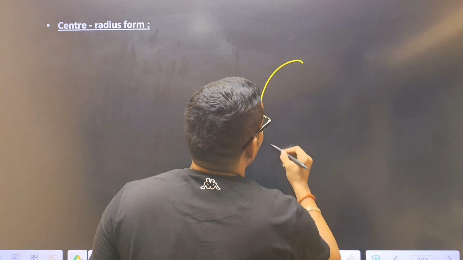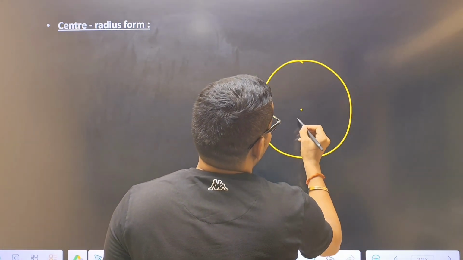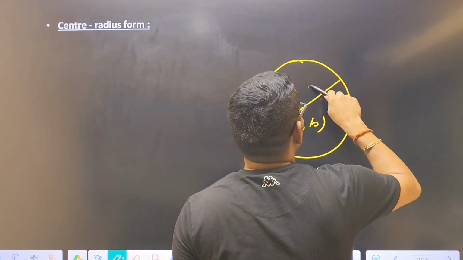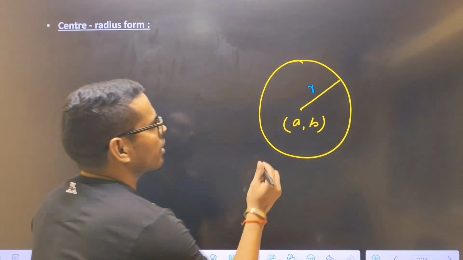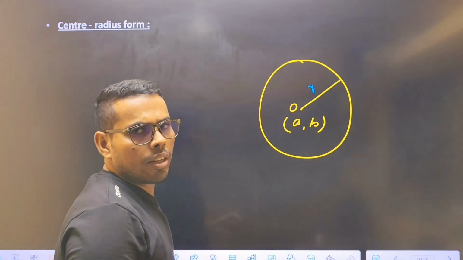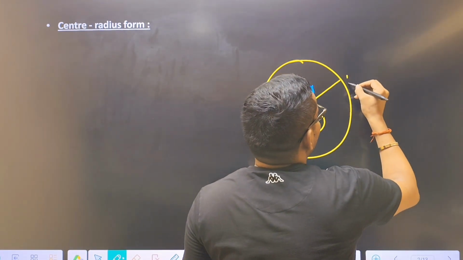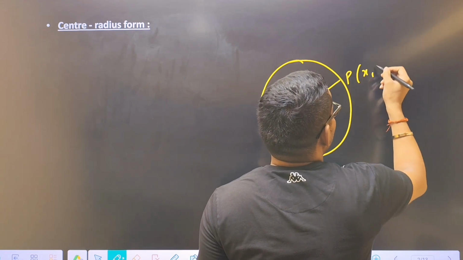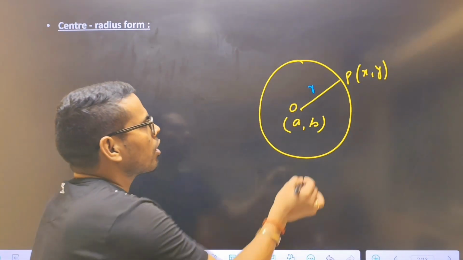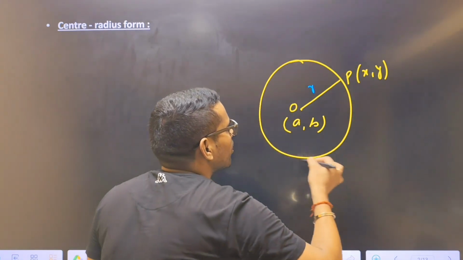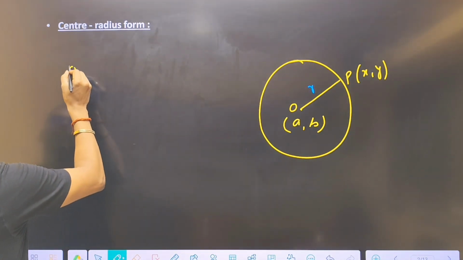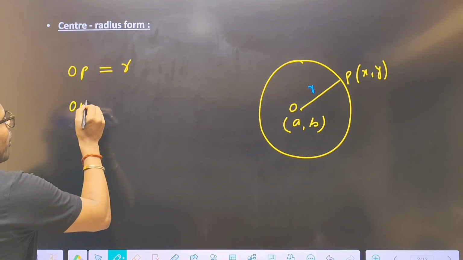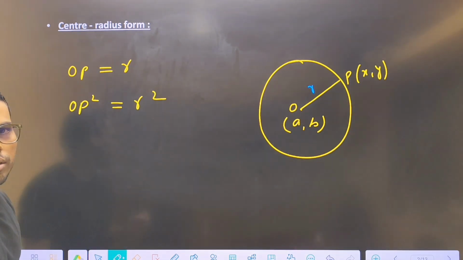It means there is a circle. The center is, suppose, A comma B and the radius is, suppose, R. Two parameters we have, center O, that is coordinate A comma B, and radius R, and we have a variable point P, that is coordinate X comma Y. Now P is moving on the circle such that OP is always equal to R. So OP square is equal to R square, squaring both sides.